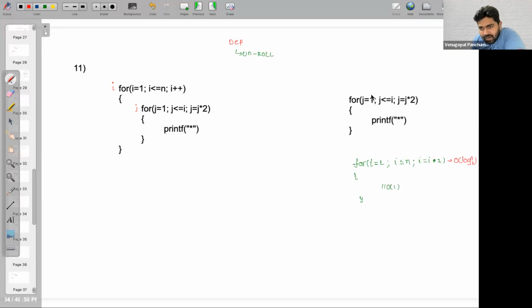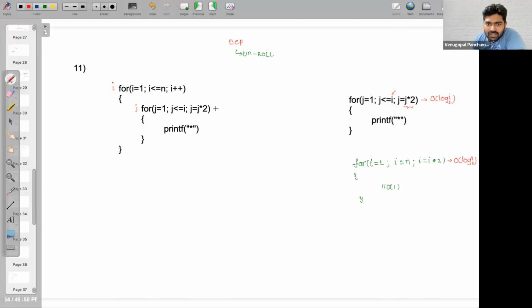Starting at 1, going till not n, going till I, and every time you are multiplying by 2. So how many times will this loop run, friends? Simple. In place of n, we have I. That's the only difference. So this is going to run order of log I base 2. So is this clear?